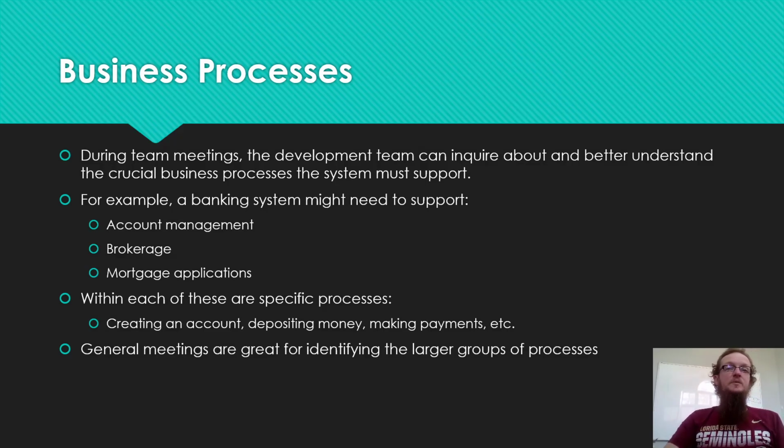Then what you can do is create a meeting for each of these teams and meet in a smaller context for a longer period of time, trying to get requirements for each of these use cases that they're discussing as business processes.